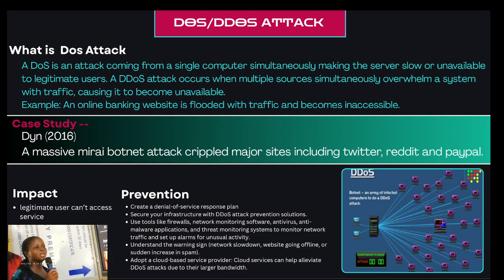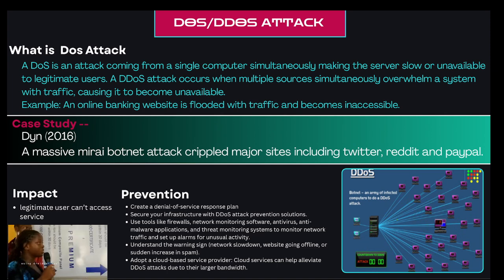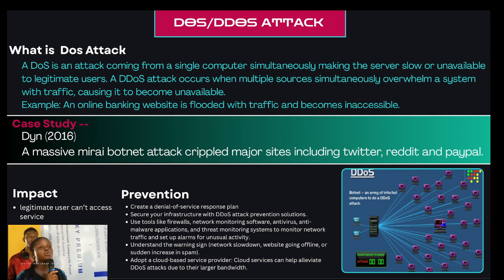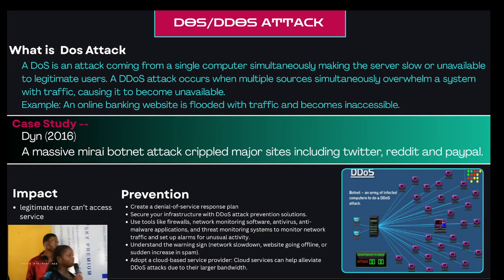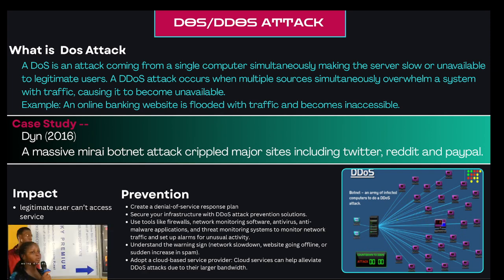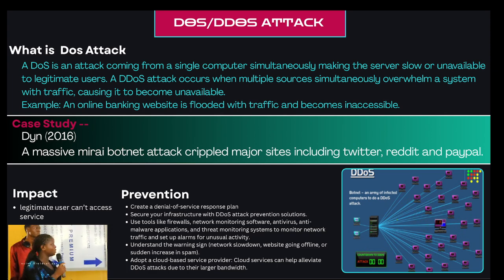Now, how do you stop a DDoS attack? What are the preventions? Create a denial of service response plan. That is, when you notice an attack has happened, you know who to call, the right tools to use, and how to act fast. Use a secure infrastructure, like firewalls. Firewalls fight against viruses. Understand warning signs, such as your network slowing down or the website going on and off. That is a sign that a DDoS attack is about to happen, so you act fast. Adopt a cloud-based service provider, which helps to alleviate DDoS attacks due to its network bandwidth.